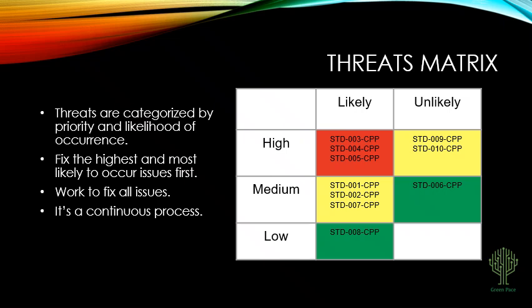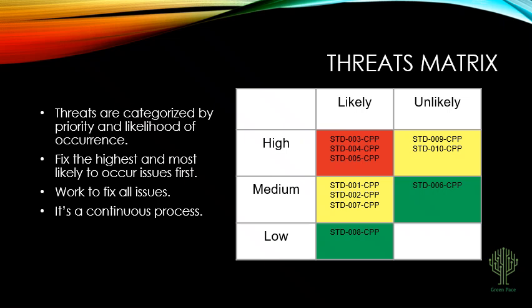Standard number 2, shown in yellow, is an issue that is still likely to occur, but it has a medium impact. Specifically, our standard states that we need to ensure data integrity when converting between types. For example, when converting between floating point types and integer types. If done incorrectly, this can lead to data loss. The issues in yellow would be the second in line to fix.